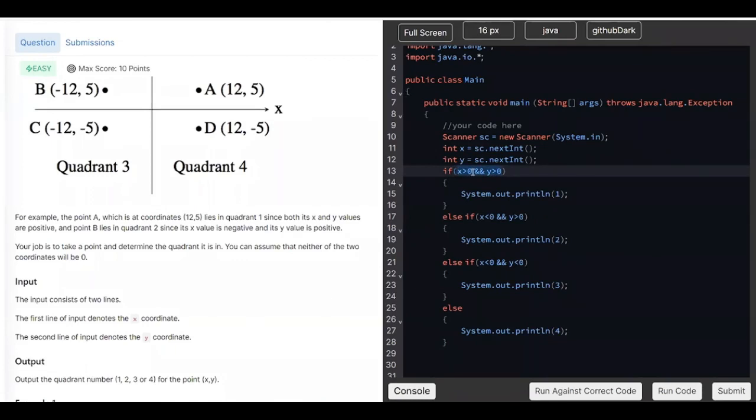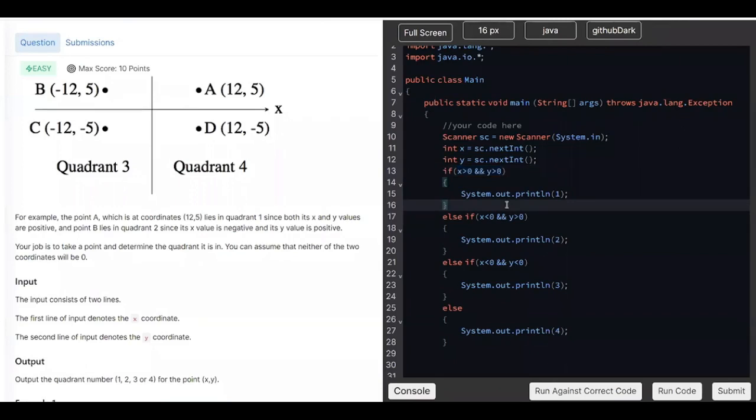Okay. If this condition is false, then I will evaluate for quadrant two. If this is also false, I will evaluate for quadrant three. If this is also false, I will enter the else block and print that the point is lying in quadrant four. So any one of the blocks of this if else ladder will run. And that is correct, right? Because it cannot happen that the point is in multiple quadrants, right?